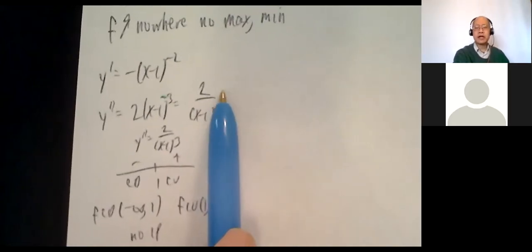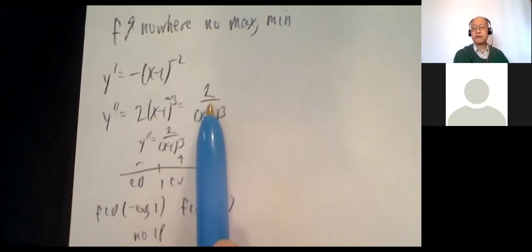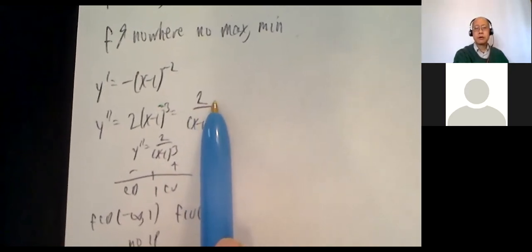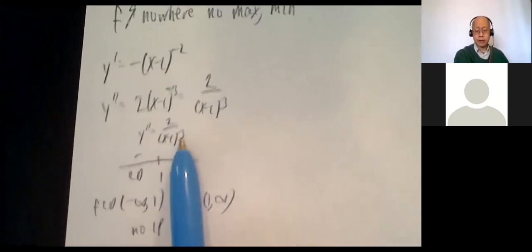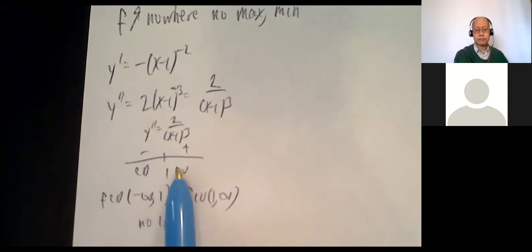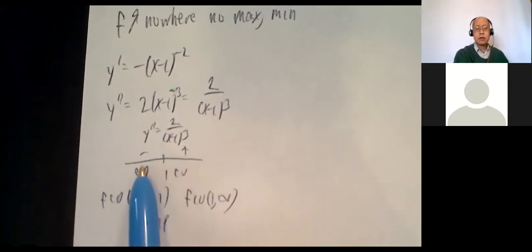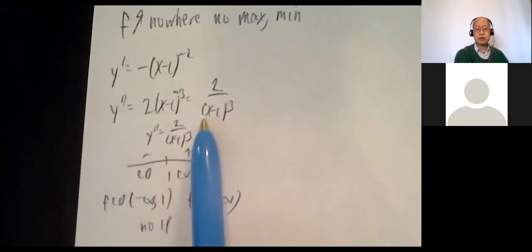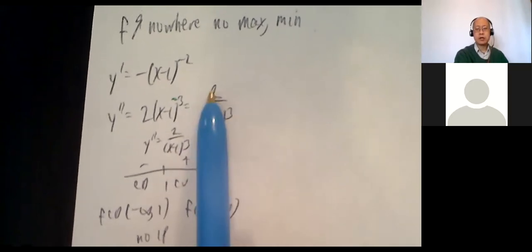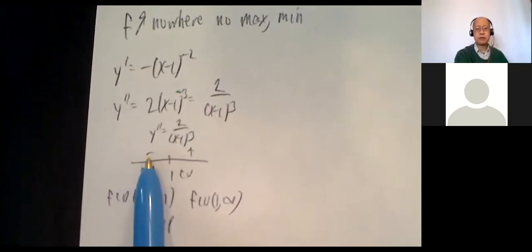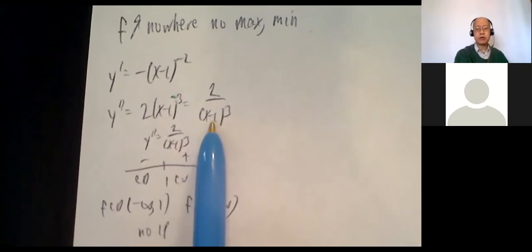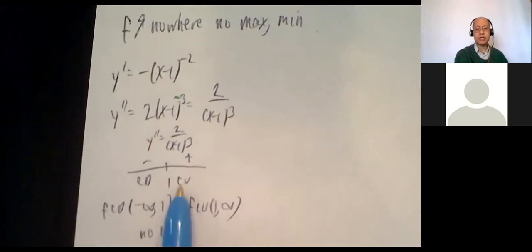All right, normally I would set it equal to 0, but this expression can never equal 0. The top's already 2. I do want to lay down on my number line 1. The concavity might change at 1 just because that's an undefined point. Pick something less than 1 like 0. 0 minus 1 is negative. Negative cubed is negative. 2 divided by negative is negative. Look at a number over here like 2. 2 minus 1 is 1, positive. 2 divided by that is positive.